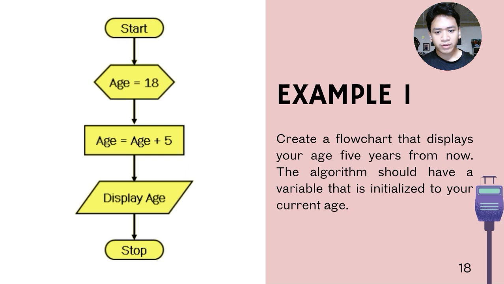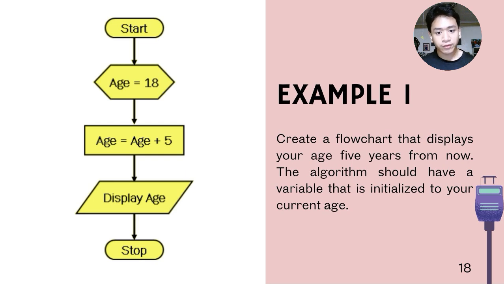Let's take a simple example. Suppose we want to create a flowchart that shows our age 5 years from now. We start with a terminal block labeled start. Next, we initialize our age, for example, age equals 18. Then we add a process block that calculates age equals age plus 5. After that, we display the new age using an output block. And finally, we end with a terminal block labeled stop. This flow shows the basic logic from start to end.